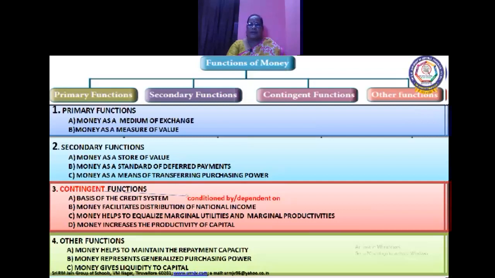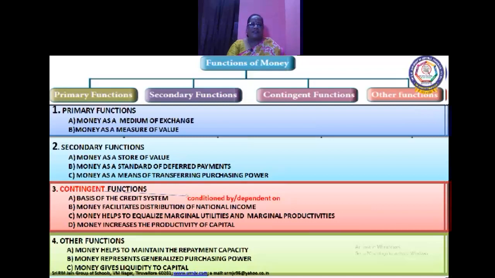Let us go ahead one by one. Under primary functions, there are two divisions: money as a medium of exchange and money as a measure of value. Under secondary functions: money as a store of value, money as a standard of deferred payments, money as a means of transferring purchasing power.